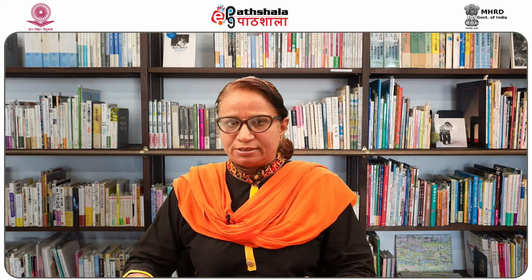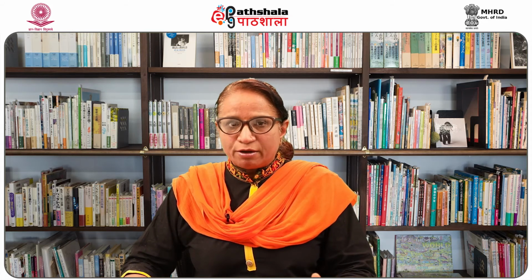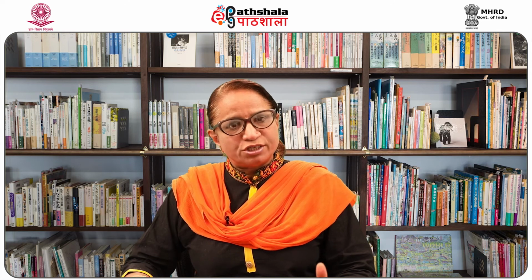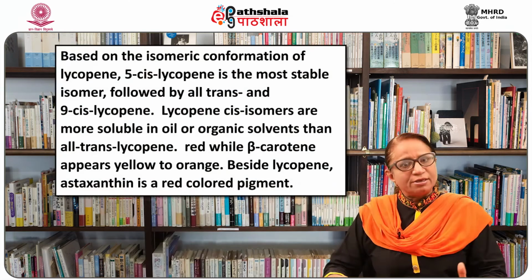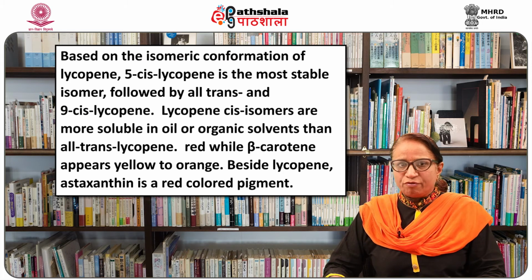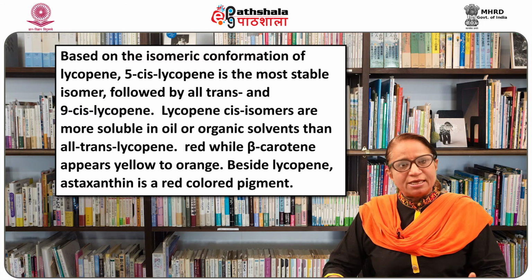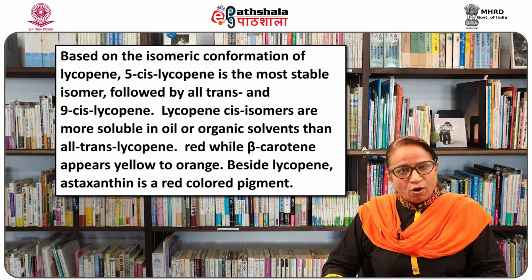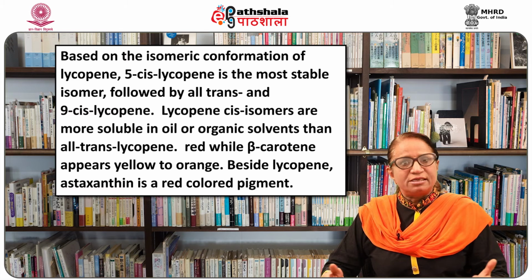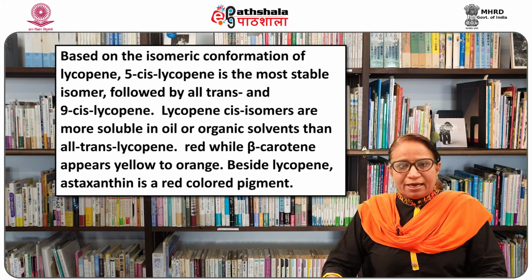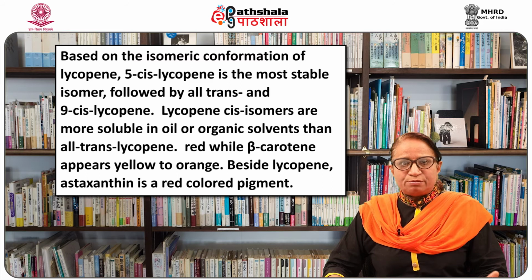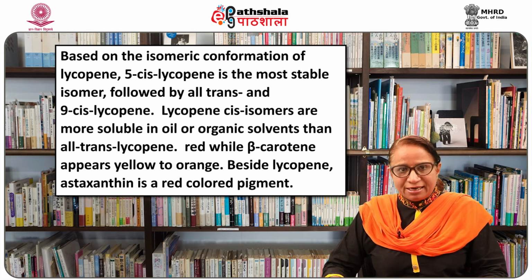Lycopene has many isomers. 7 double bonds of lycopene can be isomerized to mono-cis or poly-cis isomers. Based on the isomeric conformation of lycopene, 5-cis lycopene is the most stable isomer, followed by all-trans and 9-cis lycopene. Lycopene cis isomers are more soluble in oil or organic solvents than all-trans lycopene. While beta carotene appears yellow to orange, besides lycopene, astaxanthin is a red colored pigment.